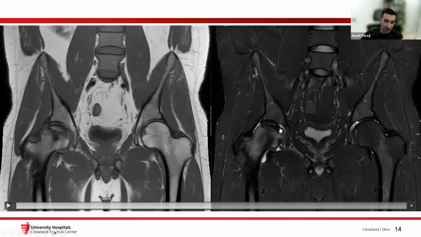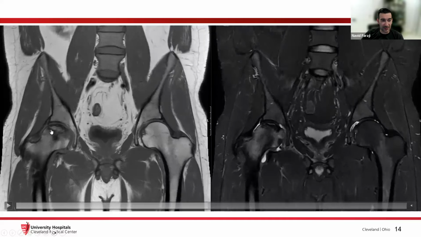So same patient, coronal plane now, and we can see that there's bone marrow edema or bright hyperintense signal in the femoral head and neck. We see there's a little bit more joint fluid on this right side than there is on the left, so we know that there's a joint effusion. And the pathology is here.